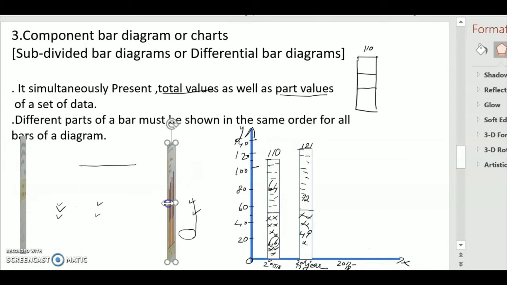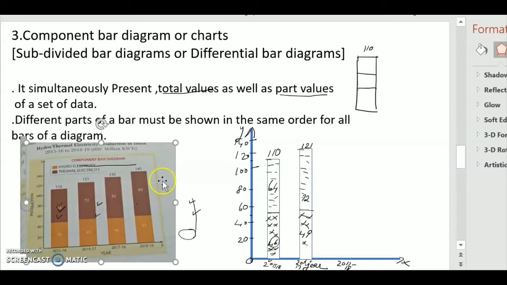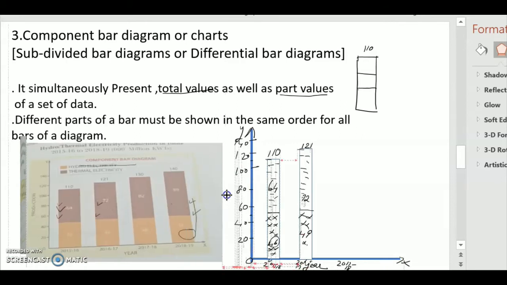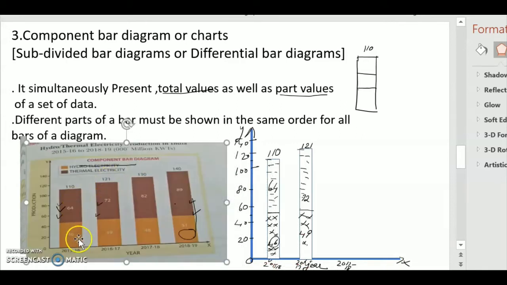So from this bar you will get how they are dividing the values. Here, 2015-16, 2016-17, 17-18, 18-19, and they are dividing the total value. The total value is showing here 110, 121, and components also. In one bar itself they are parting the different values. Different components it represents. One bar represents different components.